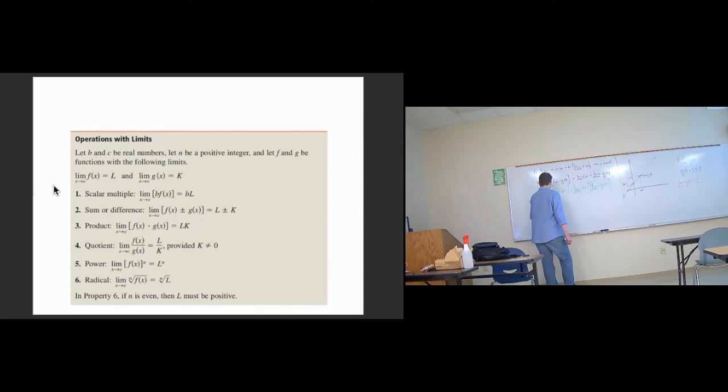The limit as x approaches c of f of x over g of x is equal to the limit of f of x as x approaches c divided by the limit as x approaches c of g of x.